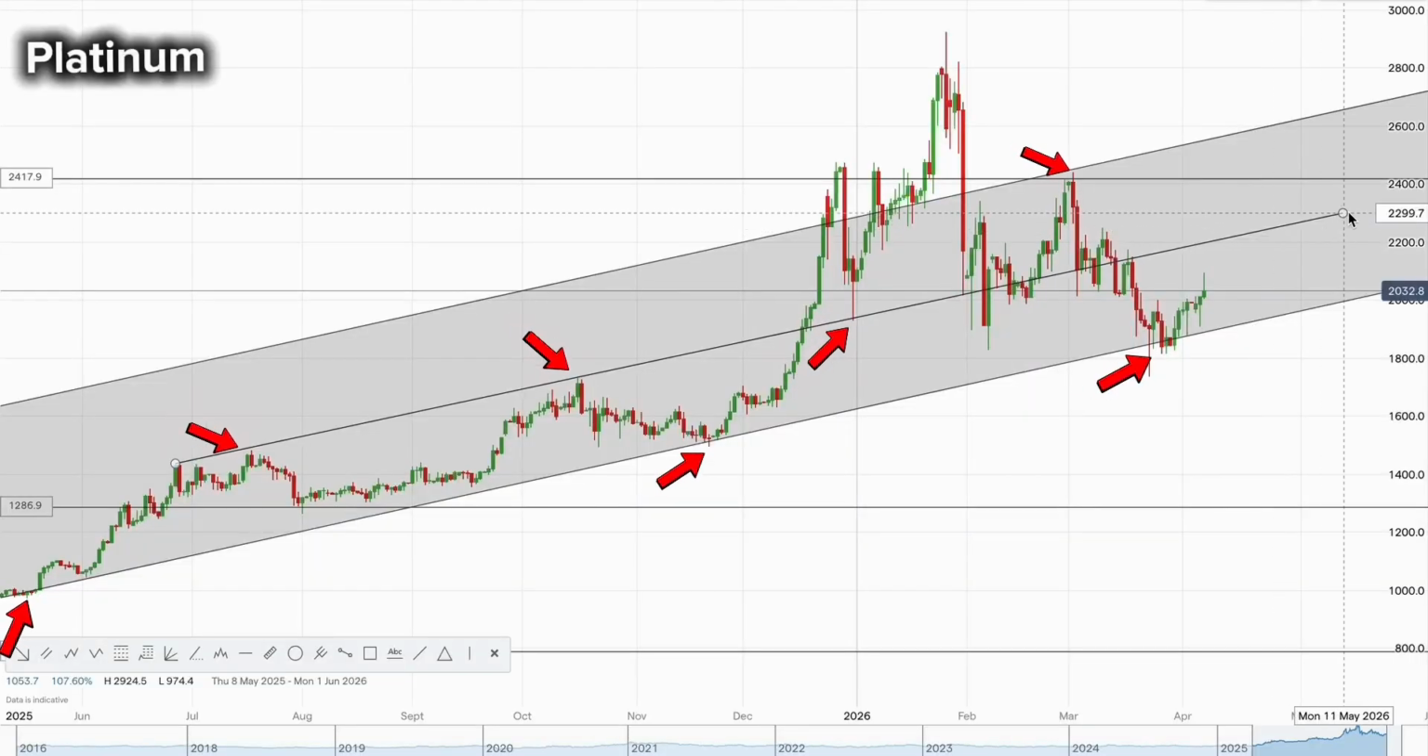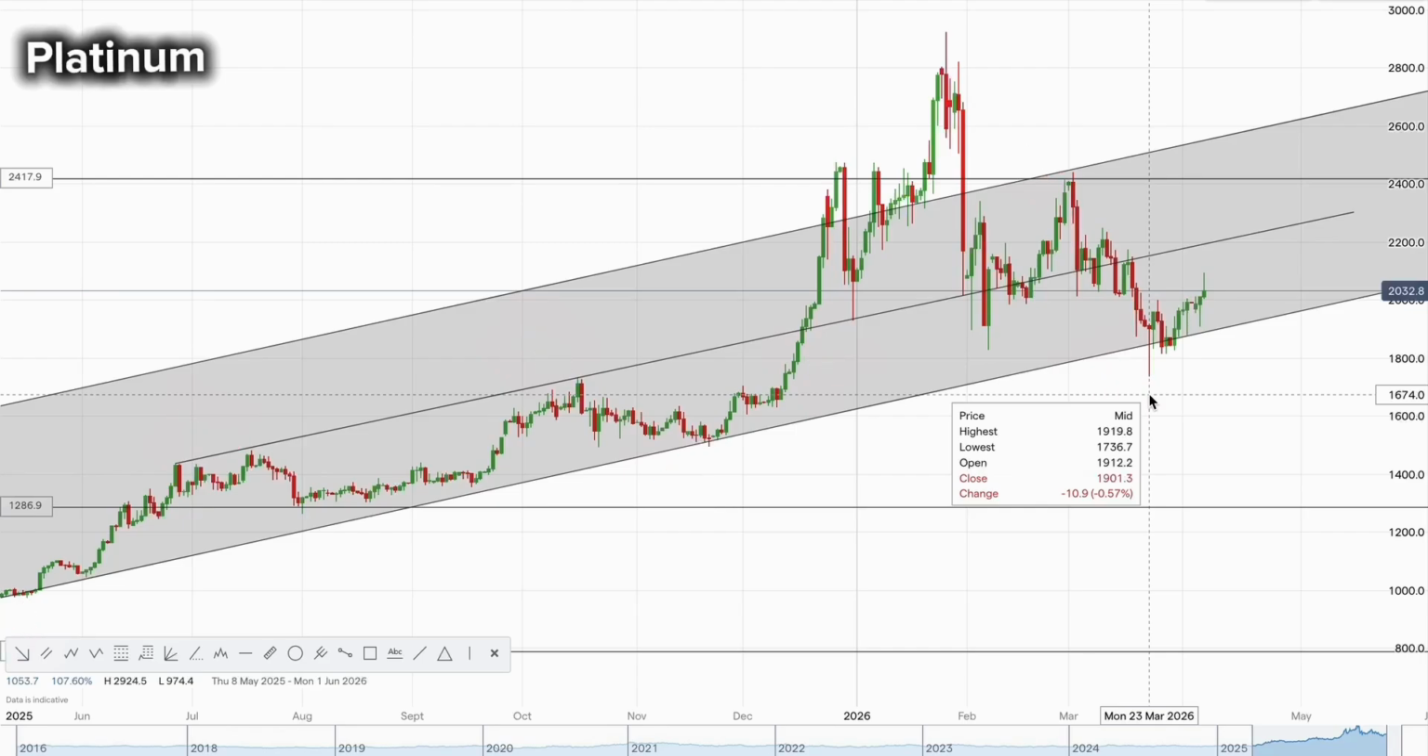middle, drops back down, goes back up to the middle and drops back down. Eventually it breaks above it.